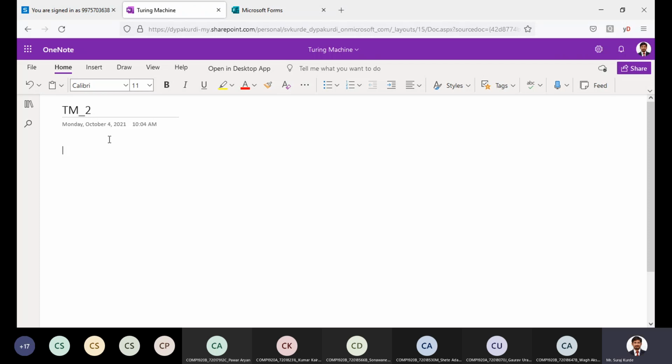Today we'll see some more examples and the terms related to Turing machine: how to describe a Turing machine, then language acceptance by Turing machine, and solve some more examples.